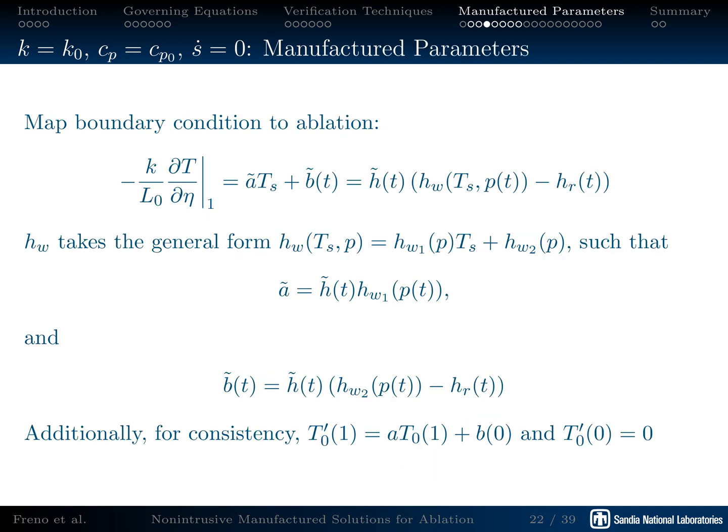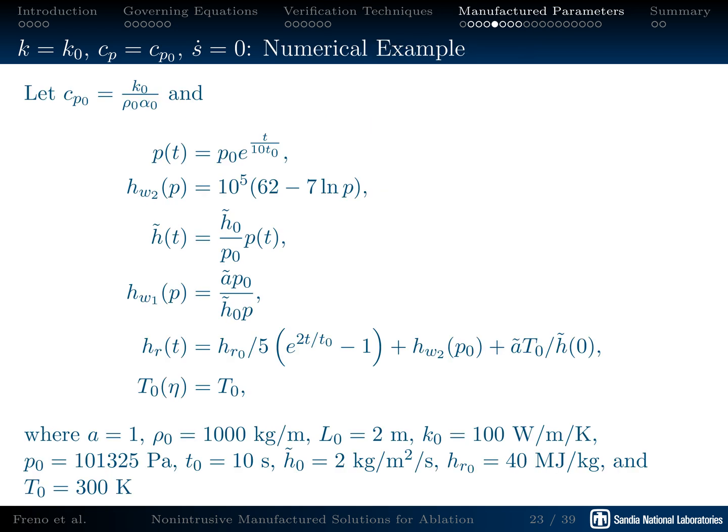As I alluded to earlier, we wanted our boundary conditions to be as general as possible to map them to the ablation boundary conditions. Therefore, by setting both equal and prescribing a general form for the wall enthalpy, we can see how the constants of this model equation map to the ablation parameters. Given these constraints, we can select arbitrary analytical functions that are smooth, continuously differentiable, and have generally non-zero derivatives for the pressure, wall enthalpy, heat transfer coefficient, and the recovery enthalpy.